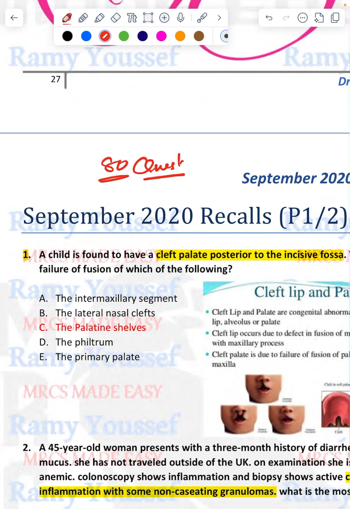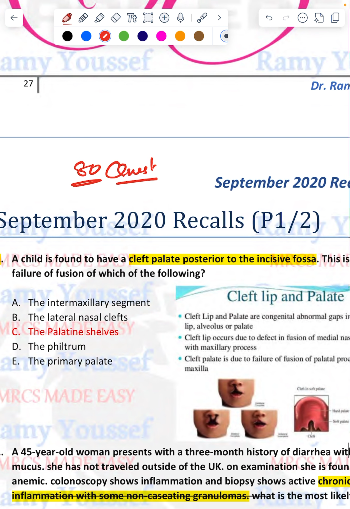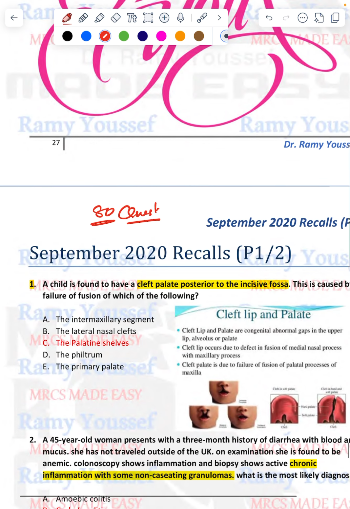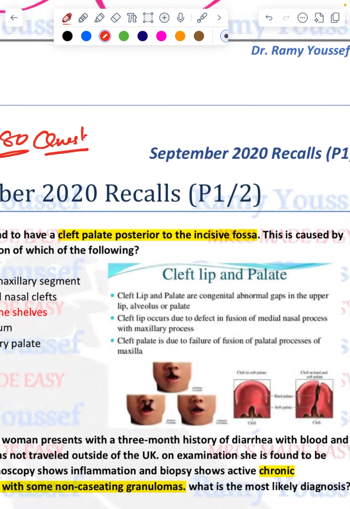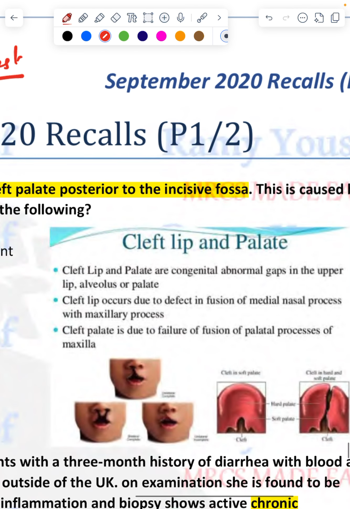Let's see. A child is found to have cleft palate posterior to the incisive fossa. This is caused by failure of fusion of... So cleft lip and cleft palate. Whenever cleft lip is there, the answer is the medial nasal process and maxillary process. But now this has come as cleft palate. This is the palate, cleft palate. So it is not intermaxillary, it is palatine. So palate is there, just go for the palatine shelves.